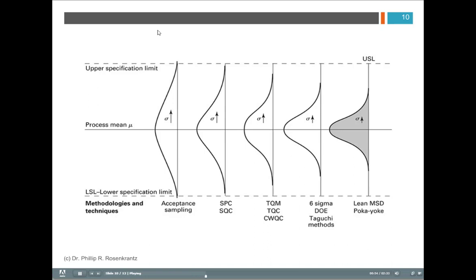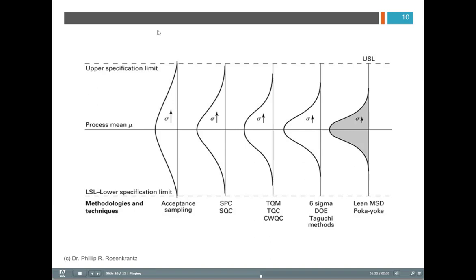Statistical process control also reduces variation a little bit, and so that can be used, but it's not going to achieve huge improvements in reducing variation. TQM or total quality control methods, again, you'll find some sources of variation and be able to reduce them using the tools of TQM, but it won't be that dramatic.